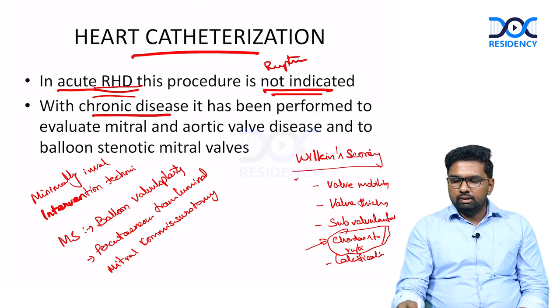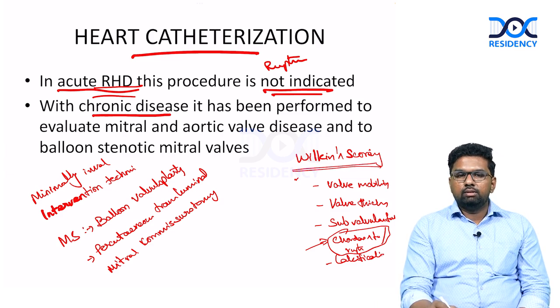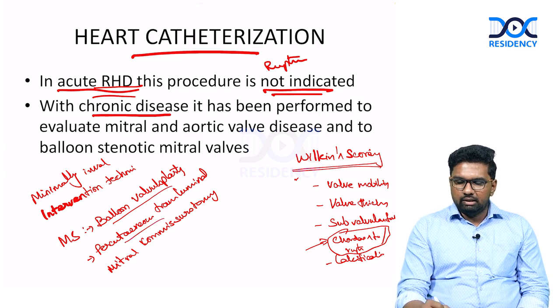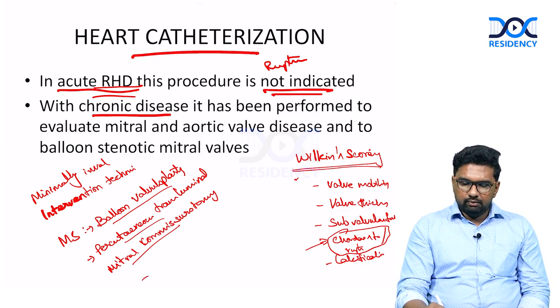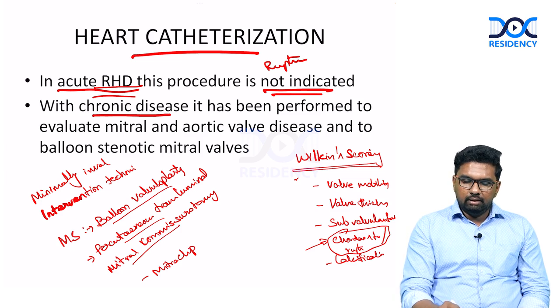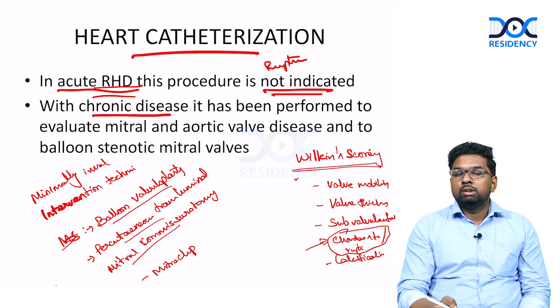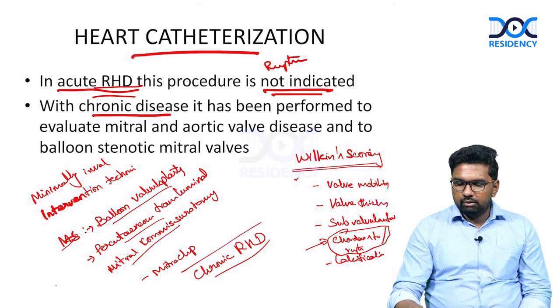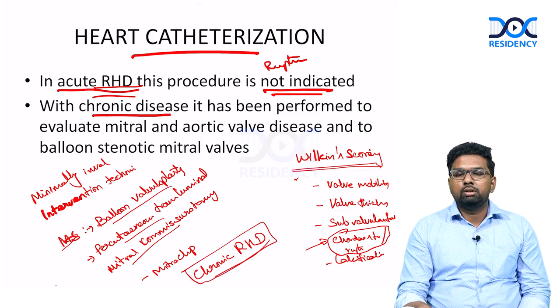So based on the Wilkins scoring, we can go for either cardiac catheterization and balloon valvuloplasty, or PTMC can be done for mitral stenosis. In case of mitral regurgitation, we can go for MitraClip. These 3 are the minimally invasive techniques available for mitral valve lesions. But this cardiac catheterization should be done only in chronic RHD patients, not in acute rheumatic heart disease. That is the point to remember.